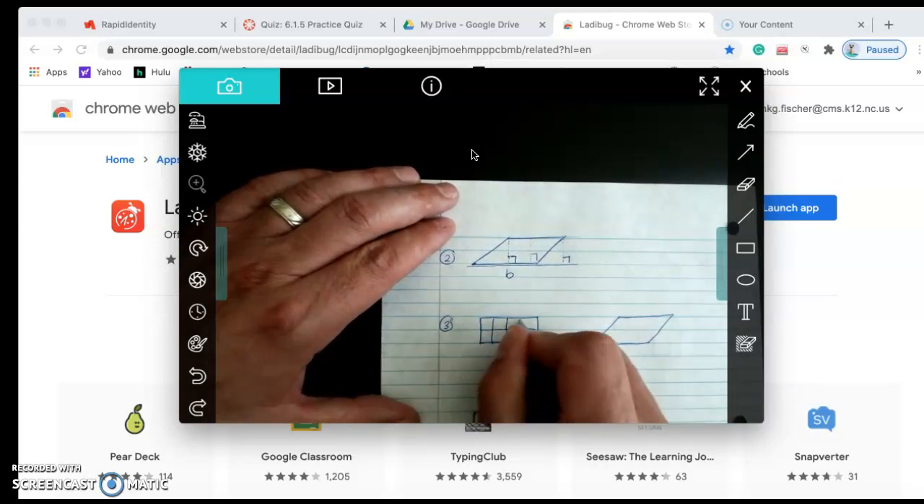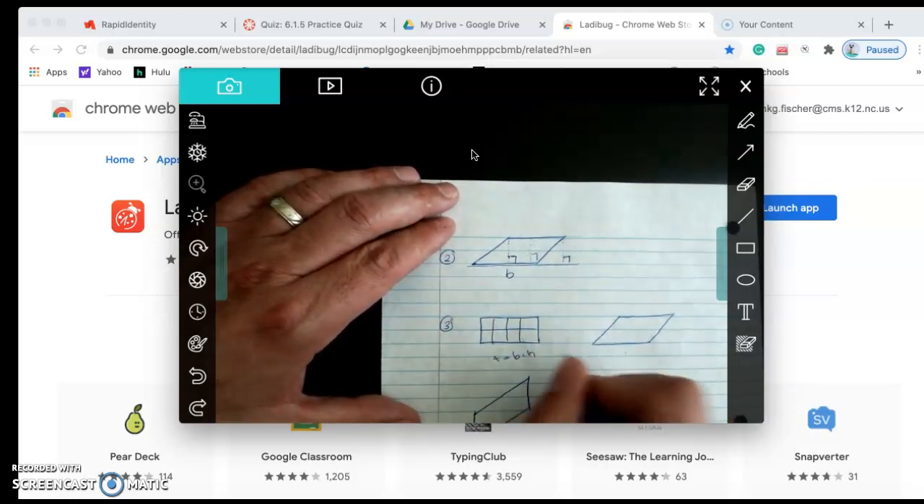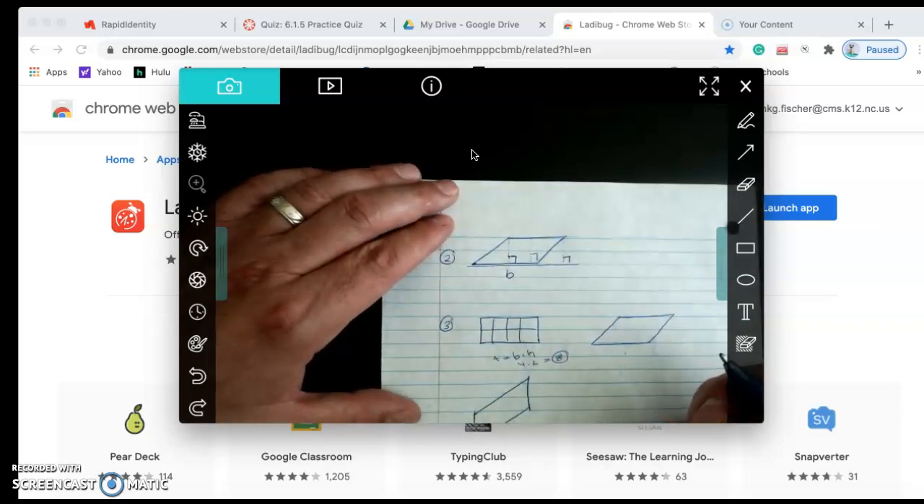So that was pretty easy for most of you. I think you would probably have A is equal to base times height, 4 times 2, and that would be 8. 4 times 2 would be 8.